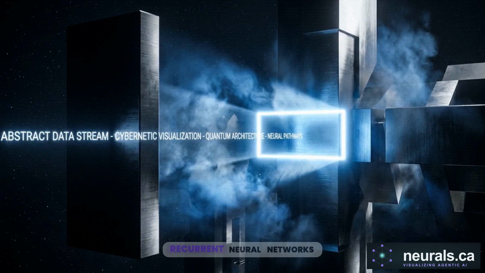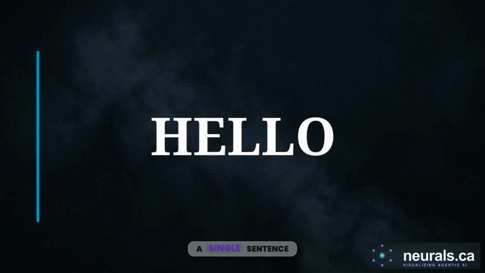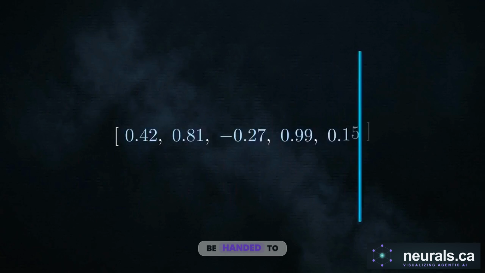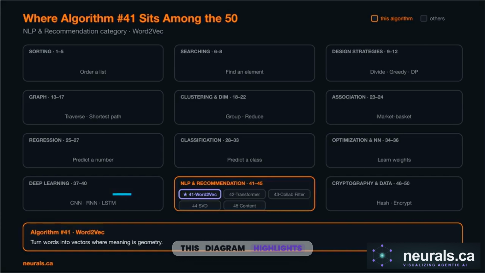Sequence models like recurrent neural networks and LSTMs are powerful tools for processing text, but they have a strict dietary requirement. They cannot digest raw letters. Before they can analyze a single sentence, every word must be handed to them pre-packaged as a numerical vector. This diagram highlights Word2Vec, algorithm 41 in our series. It is the foundational system responsible for generating those exact numerical vectors.